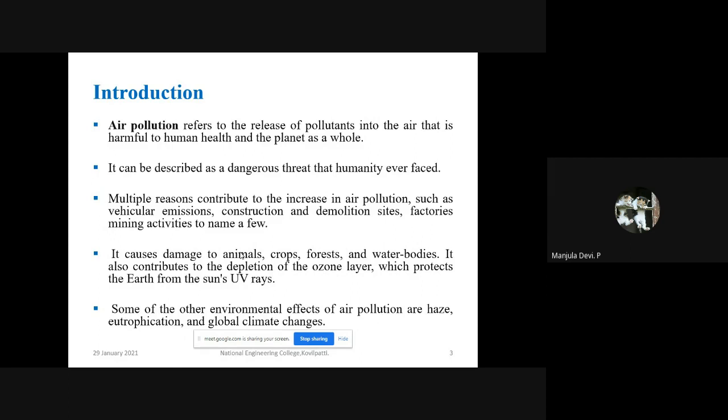Some air pollutants are poisonous. It causes damage to animals, crops, forests, and water bodies. It also contributes to the depletion of the ozone layer, which protects the earth from the sun's UV rays. Some of the other environmental effects of air pollution are eutrophication and global climate changes.